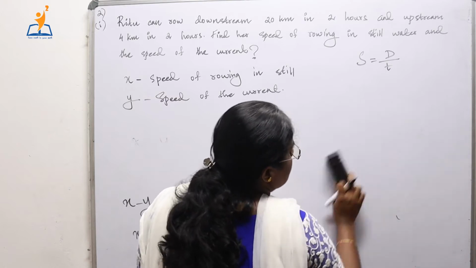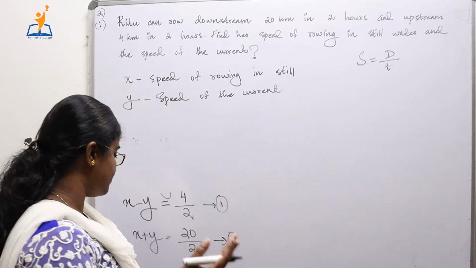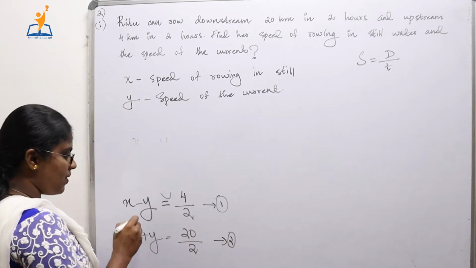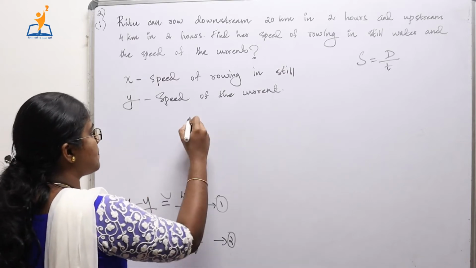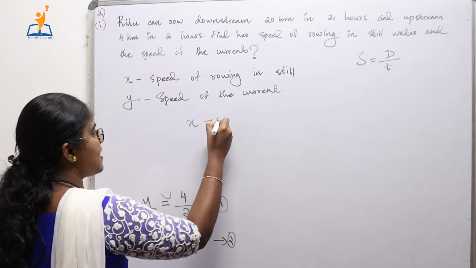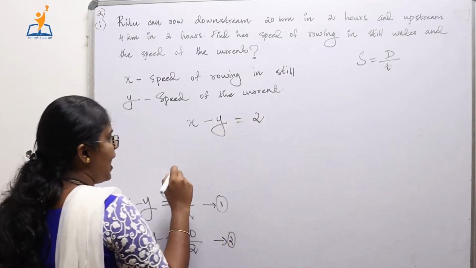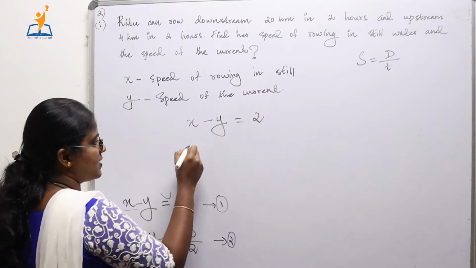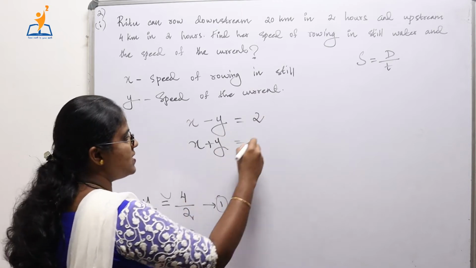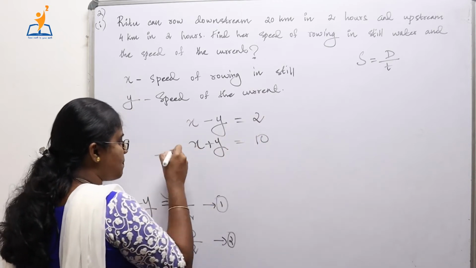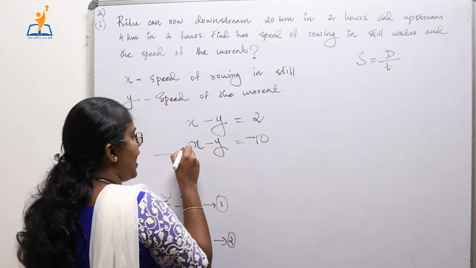We have to make the coefficient same, either the coefficient of x same or the coefficient of y same. So in these equations we have the coefficient of x same, so we will simply subtract one equation from the other. That is x minus y equals 4 by 2, which is simply 2. And from this equation we are going to subtract the equation x plus y equals 20 by 2, which is 10.